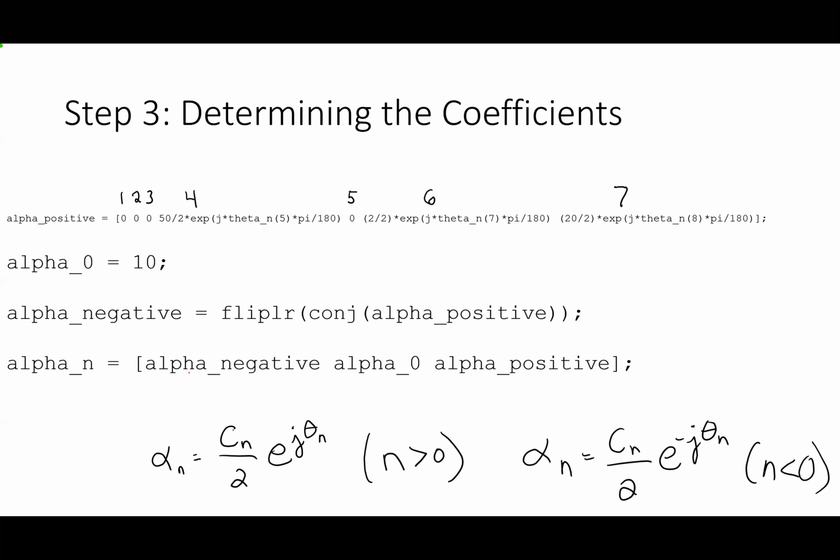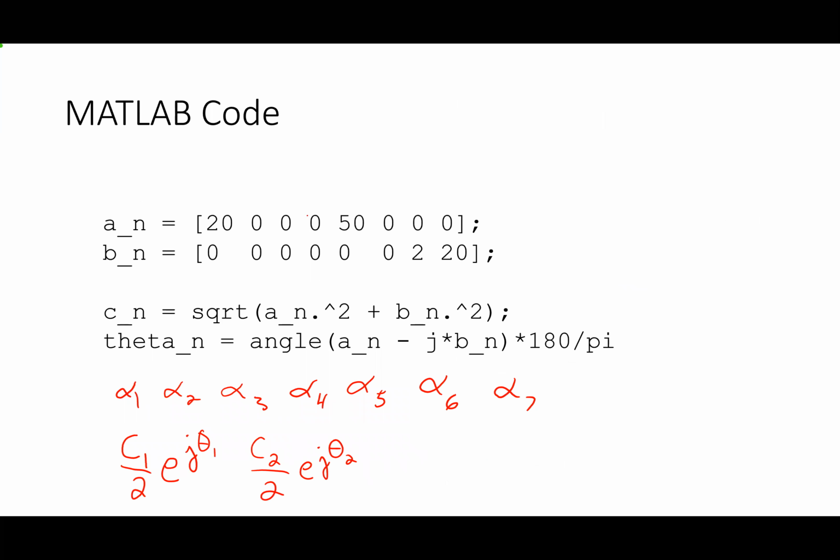I put in, again by hand, 50 over 2 times e to the j theta n at that entry times pi over 180. I did pi over 180 because I had saved everything in degrees. You notice I always save everything in degrees because when I want to think about whether my answer is correct, I can think more easily in terms of degrees than in radians.